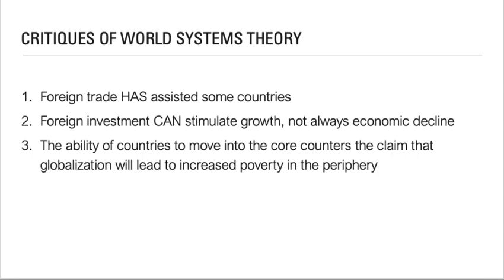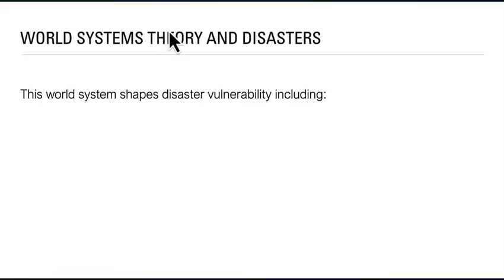And then three, the ability of countries to move into the core counters the claim that globalization will lead to increased poverty in the periphery. But a country having upward mobility, moving positions, tends to be the exception more than the rule. So it's like saying that because some people can change classes, there is no system of stratification. So there, in a nutshell, is world systems theory within the framework of political economy.